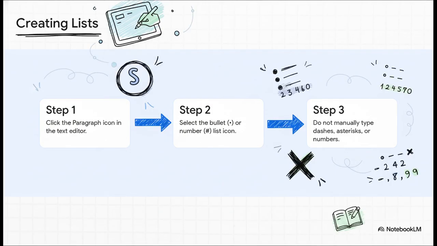And it's the exact same idea for lists. If you just manually type dashes or numbers, a screen reader has no idea it's a list. You have to use the built-in list buttons. That way, the technology can actually announce, list with 3 items, and then read them off properly.